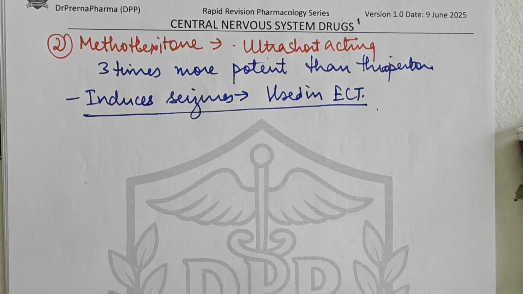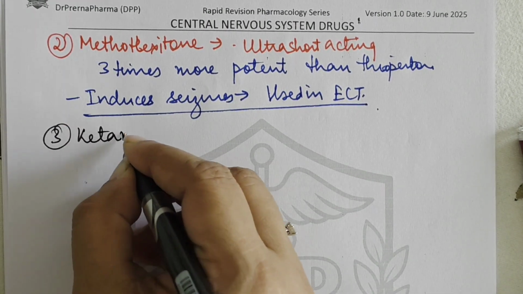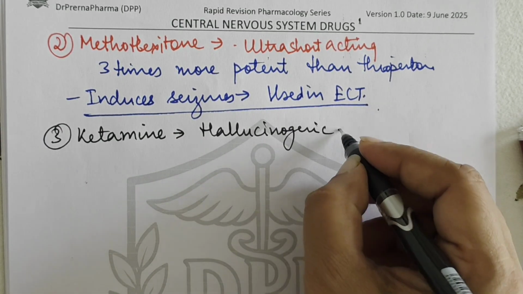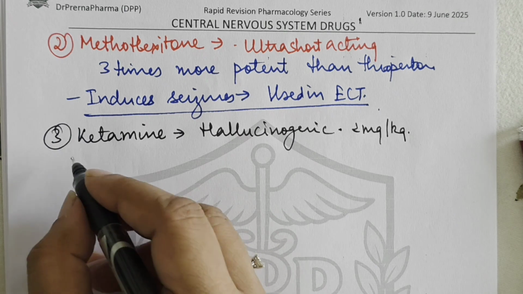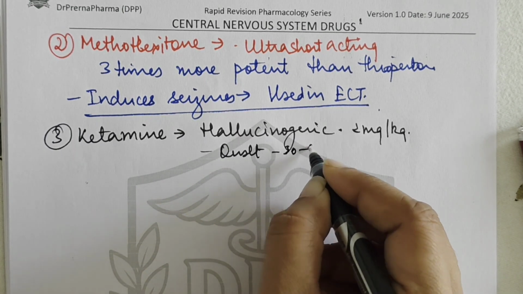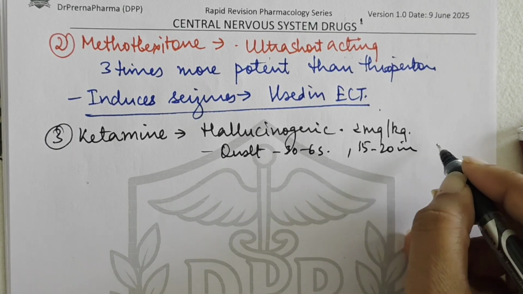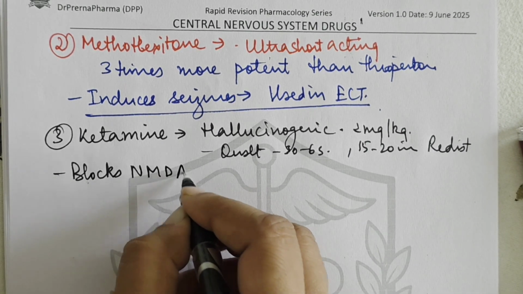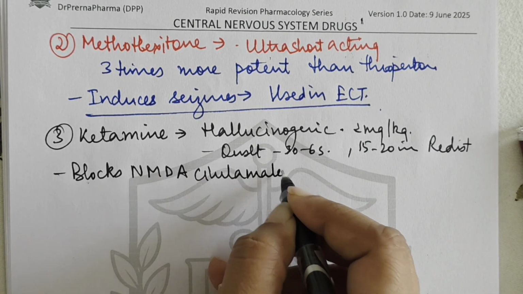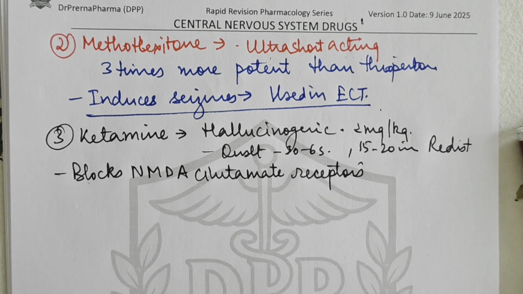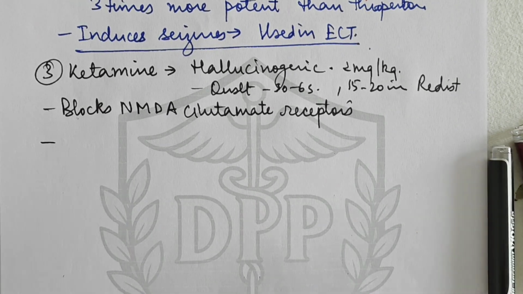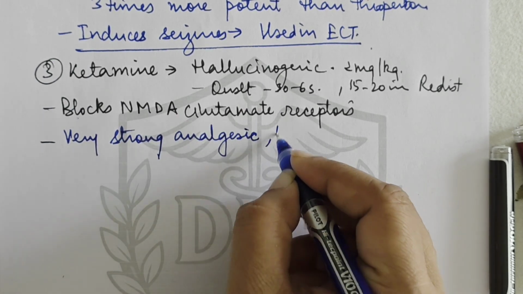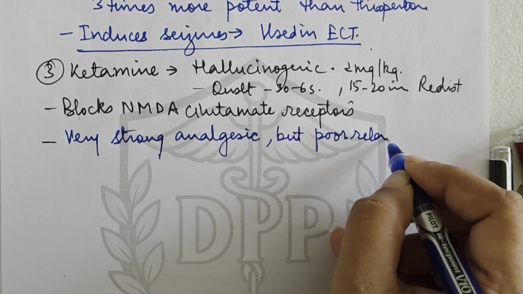Okay. Then next drug that we have, the third drug that we discuss is ketamine. Now ketamine is basically a hallucinogenic. Okay. So it is hallucinogenic, and this is delivered in the dose of 2 mg per kg. Onset of action is within 30 to 60 seconds and lasts 15 to 20 minutes, and there is redistribution. This drug blocks the NMDA glutamate receptors, and so it reduces the cerebral activity. Then ketamine is a very good, very strong analgesic but poor muscle relaxant.